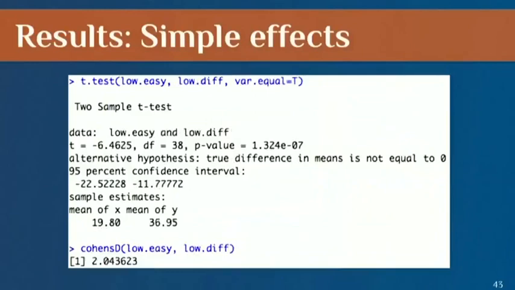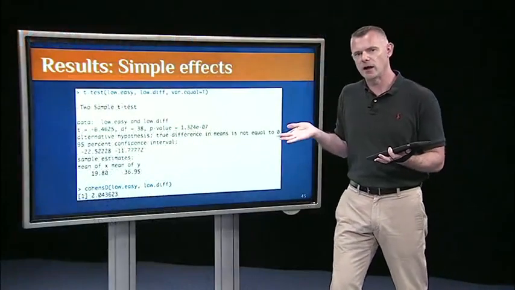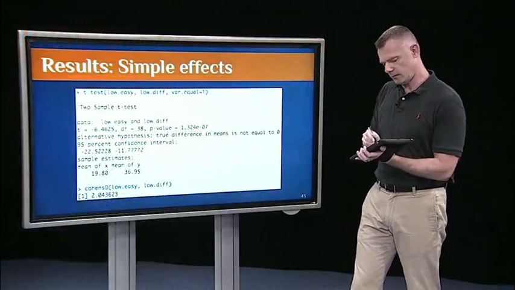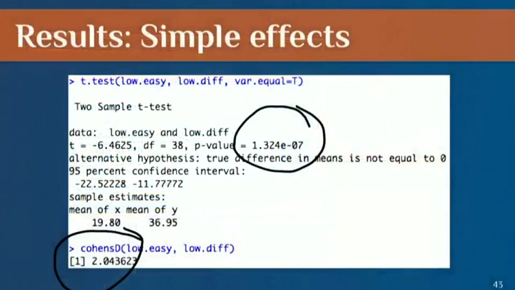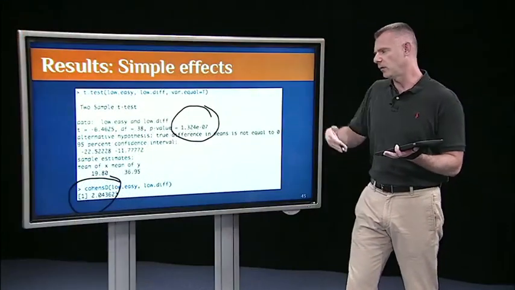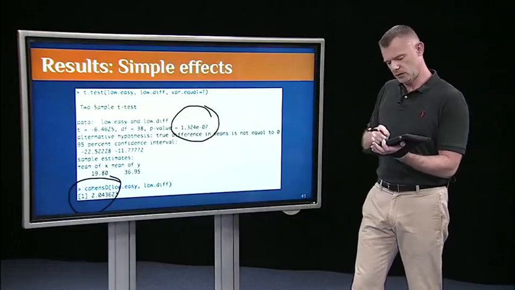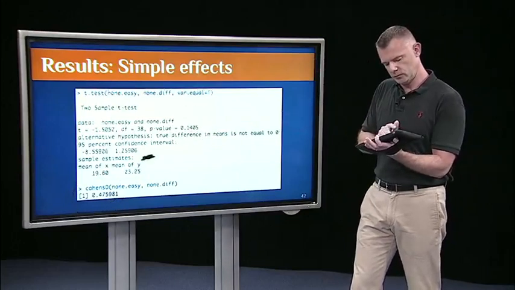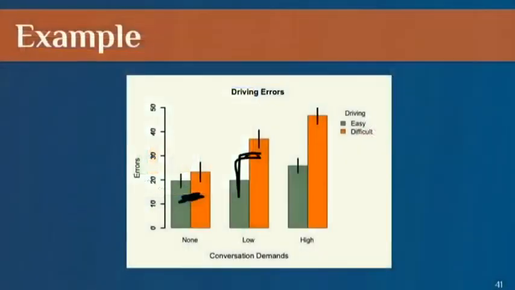If we go to the talking conditions, so this is the easy talking condition, now we get a nice low p-value, really large Cohen's d of 2. That's a really large effect size. That means there's 2 standard deviations more errors when people are in the difficult driving simulator relative to the easy. So if we go back to the bar plot, this difference here is clearly significant.